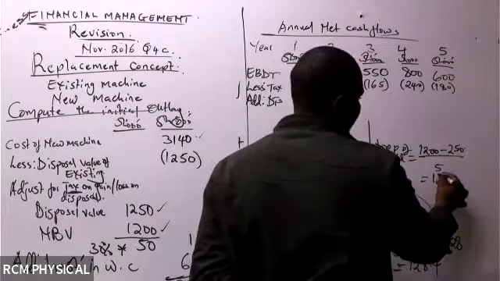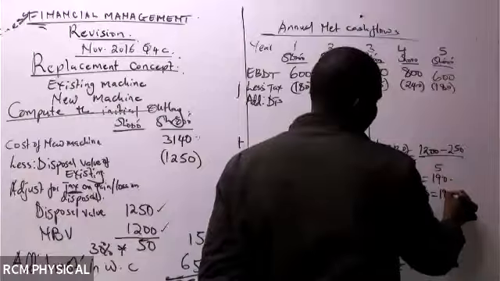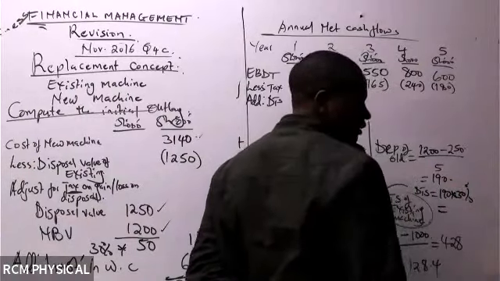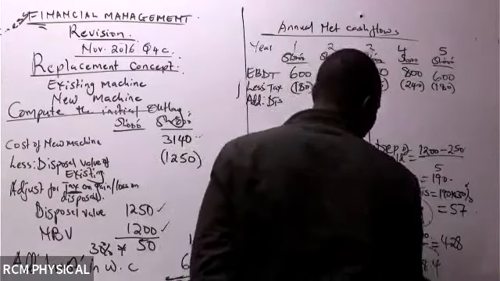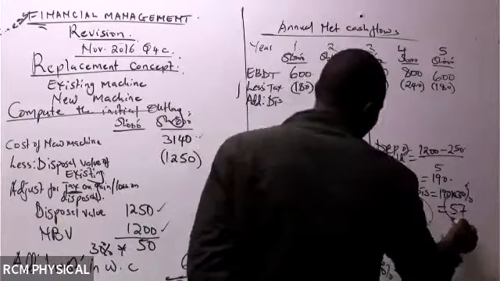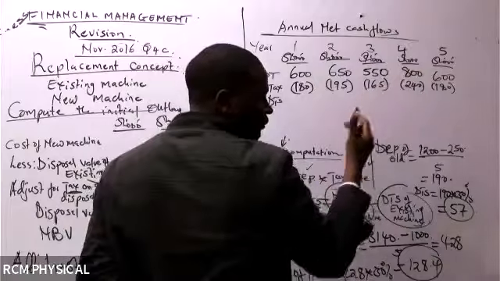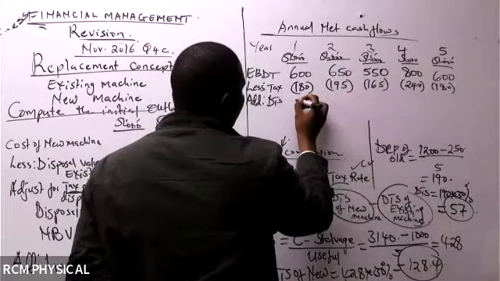The depreciation is 190. So can you get the DTS? It is 190 times 30%. So what is the DTS now? It is 57. So the incremental DTS, we take that of the new minus that of the old. What is our incremental DTS? It is 128.4 minus 57, which is 71.4.